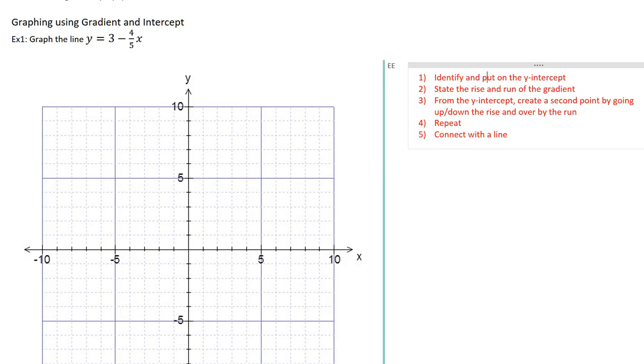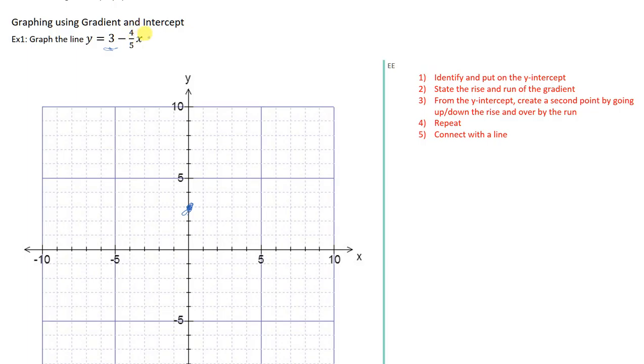So if I start, let's go blue. My y-intercept is the number that's by itself, so we're looking at the 3. So I go to my graph, that is a positive 3. I count up 1, 2, 3. Put a big old dot at your y-intercept of 3.